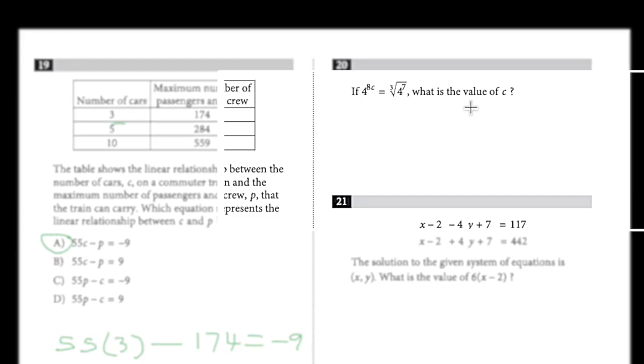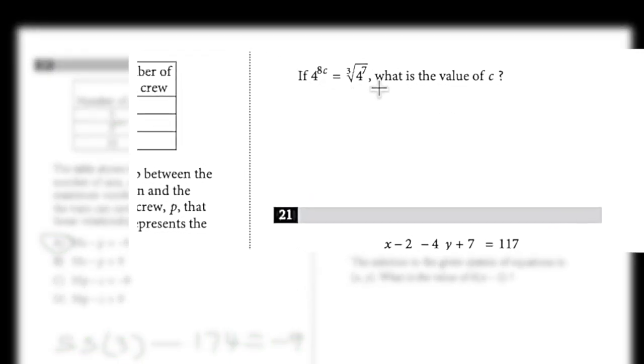All right, what is the value of C? So this is an exponent-based problem, and it looks kind of scary, but if we can get the two sides to look like each other, it'll be less scary. I like the way that the left side looks, so I'm going to try to convert the right side so that it looks more like the left side.